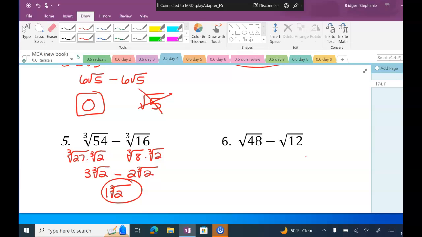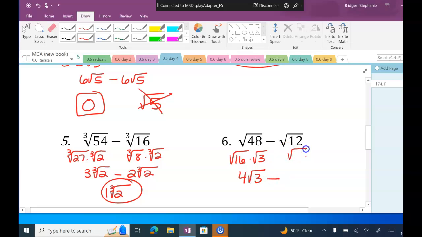With number 6, I got the square root of 48 and the square root of 12. Can I actually subtract those right now? Are they the same? No. So what we're going to have to do is simplify them. What perfect square goes into 48? We'll start with 36. Does that go in? 25? 16? How many times? 3. So we'll break that down into the square root of 16 times the square root of 3, which gives me 4 square roots of 3.